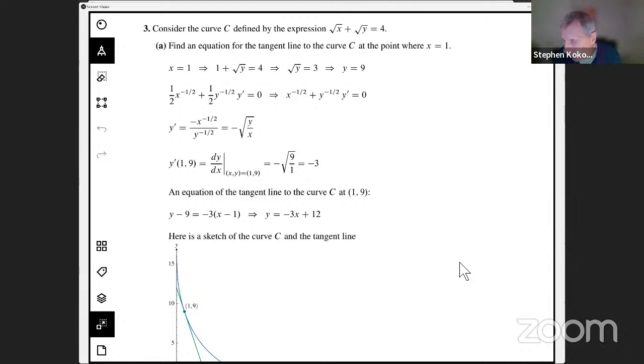Curtis, we've got a couple more here, a little bit of time left. Let's start. This is one of my favorite problems for implicit differentiation. Let's take a look at this expression: the square root of x plus the square root of y is equal to 4.